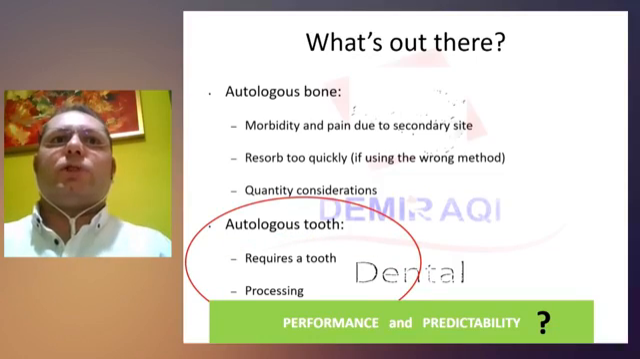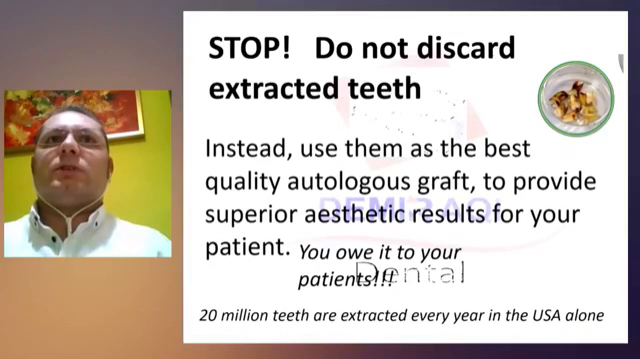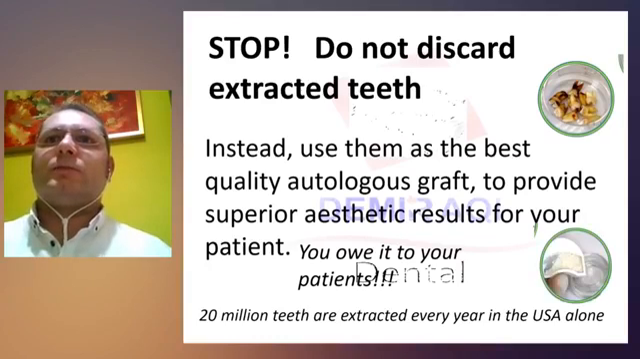Then there is the tooth. Well, the problem is it requires a tooth. But often we've got teeth to extract that we don't use, which is a shame. Be aware that in the US alone, more than 20 million teeth are extracted every year, most of which could provide a grafting solution.